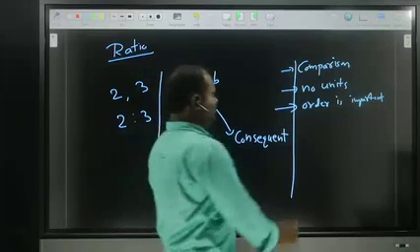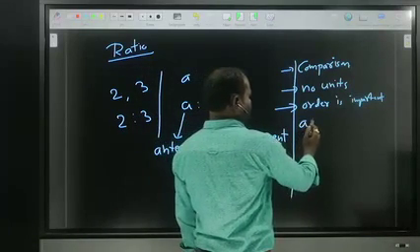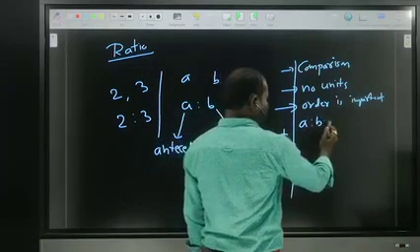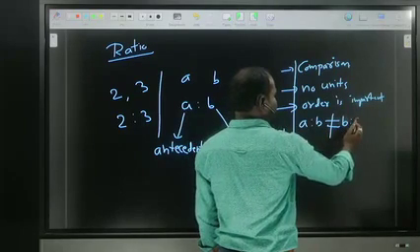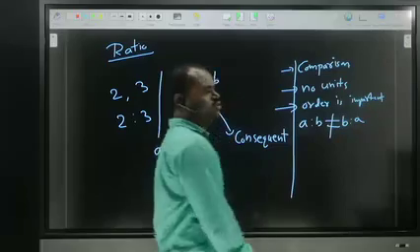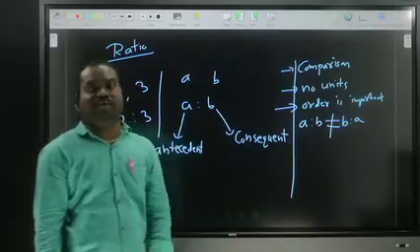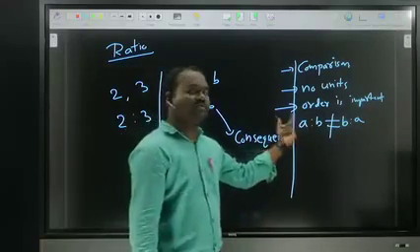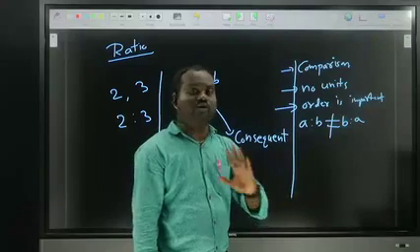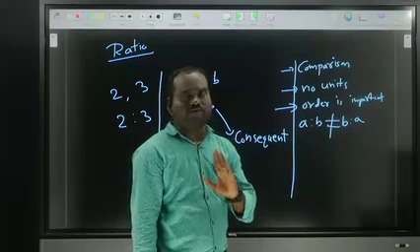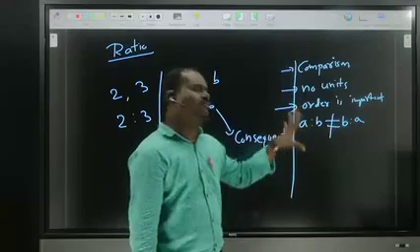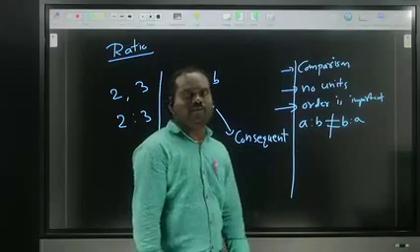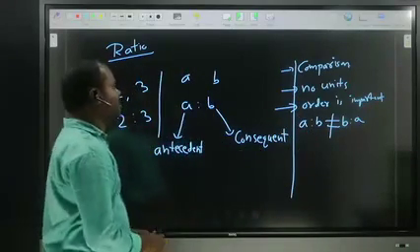That means A is to B is not equal to B is to A. Whenever you reverse it, the meaning will vary. Both are not the same. Ratio is a comparative value, and ratio has no units. These are all fundamental things, the basic things we have to know. Right? Now we are looking at the types of ratio.